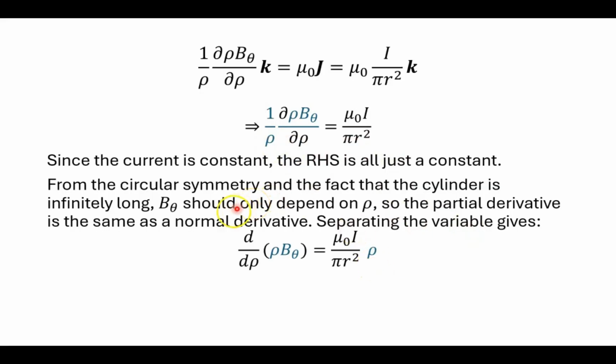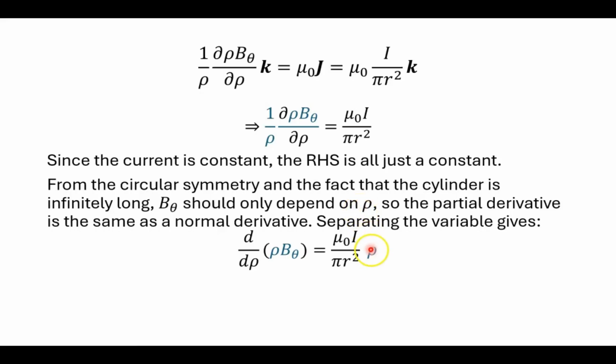If you wonder why the B theta should only depend on rho, you can just think that if you rotate the cylindrical wire in any direction, it should still look the same. So it shouldn't depend on theta. And because it's infinitely long, any contribution from up the wire and down the wire will exactly cancel out. So it shouldn't depend on the k, the z direction. It will only depend on the distance away you are from the wire.